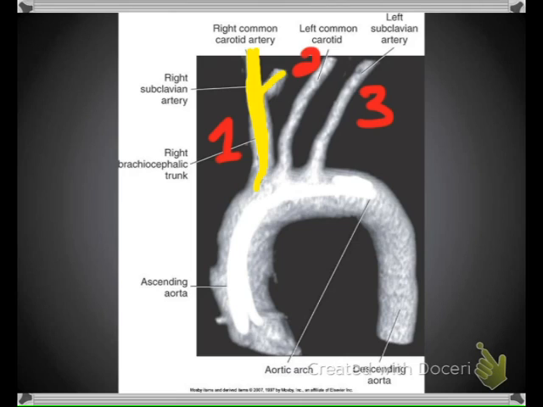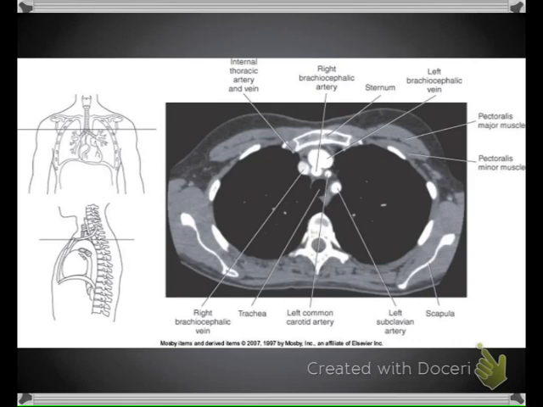If we look at going towards the left side, then we see that we do have two branches here. One is the left common carotid artery, which is branch 2, and then branch 3 is the left subclavian artery. So if we think about this and label it as 1, 2, 3, then that will help us keep it straight when we look at images of this in further detail. So if we look at it from an axial perspective and not a three-dimensional one, it becomes slightly more difficult to discern what is what.